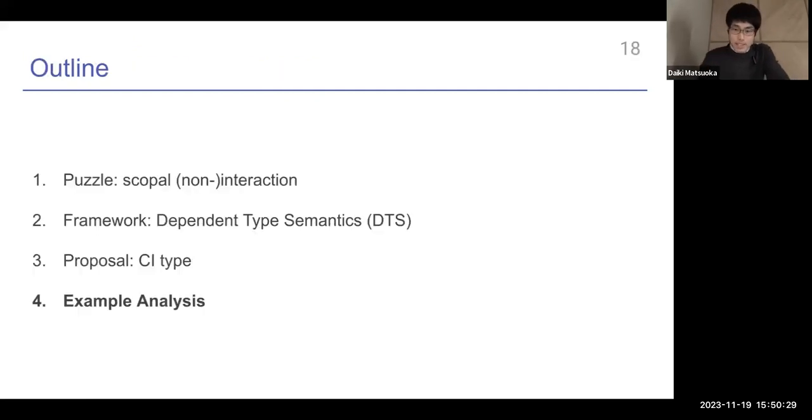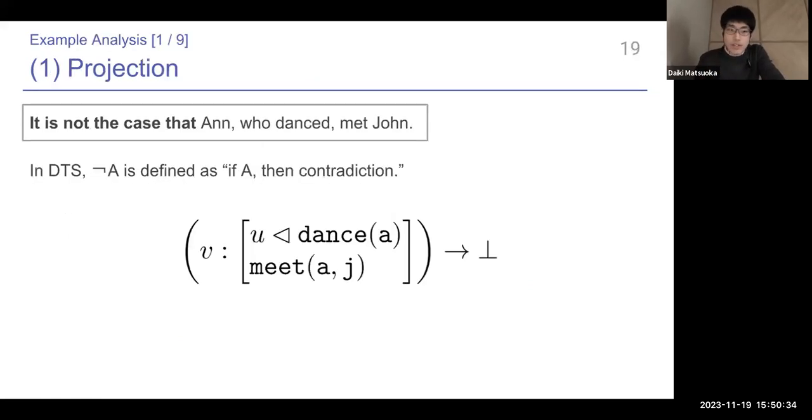Then finally, let's see how this works for concrete examples. We'll see three examples. The first is projection. So here is a semantic representation for this negated sentence. We can see that this negated content, who danced, met John, is here. So who danced, the appositive relative clause, is put inside this CI type. And besides, we use this pi type to represent negation. So in DTS, not A is defined as if A leads to contradiction. So it's natural to use pi type here.